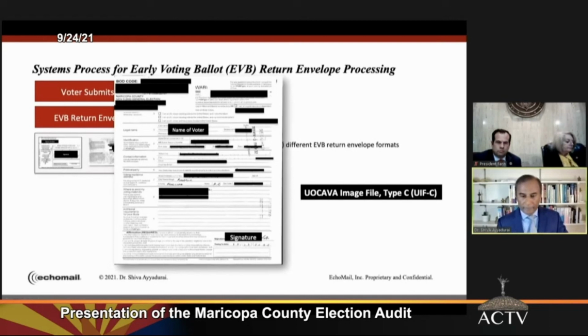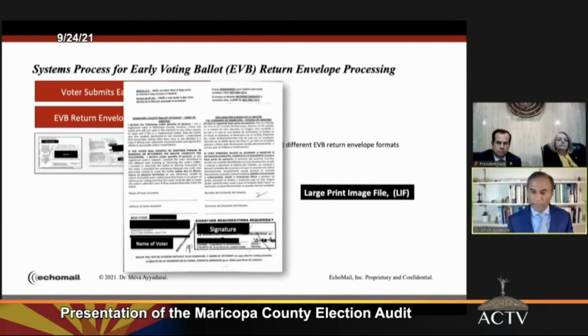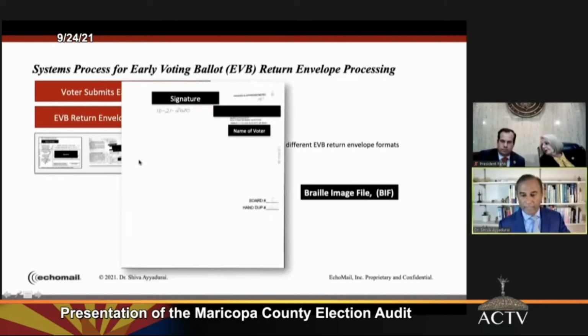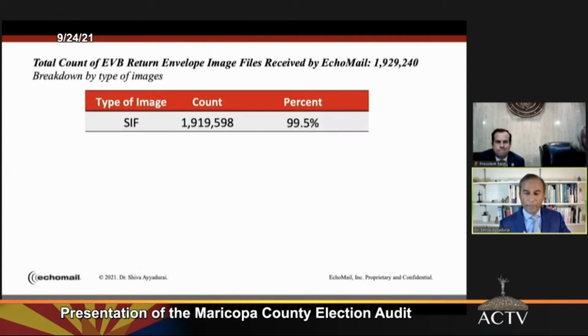Then finally, we have large print image files, LIFs, and these are for people who have trouble seeing. So the instructions, everything are larger. And then finally, you have the Braille format. So again, 6 different image formats that we had to process. Let me walk you through the counts that we got.